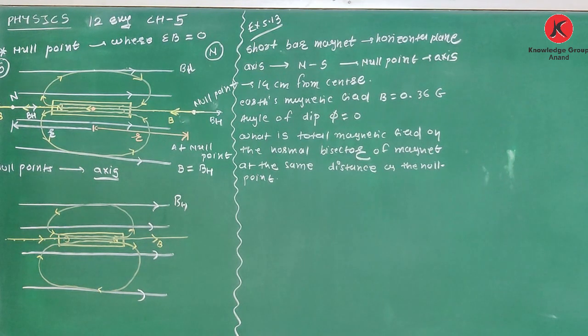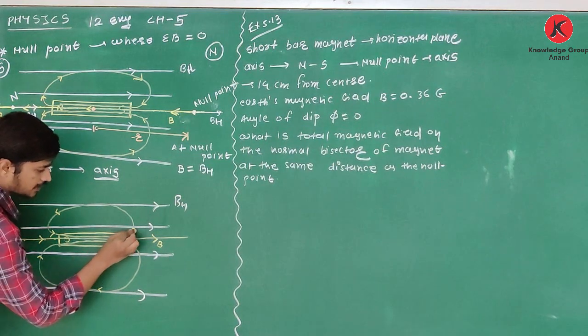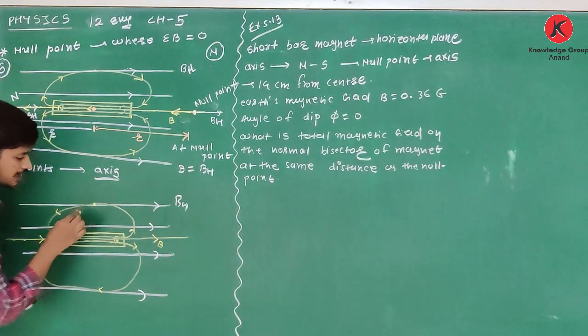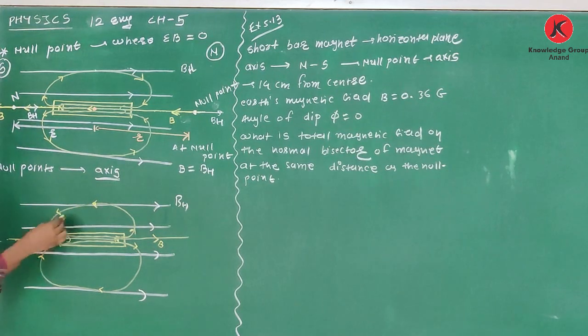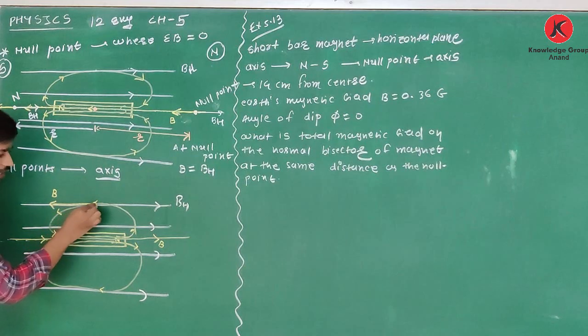So at which point will null points be possible? What is the condition? Magnitude same and direction opposite. On such points, there is no way the direction will be opposite. There are only two cases possible, on axis or on equator. See, on equator, the magnetic field line is in this direction. At this point, if I draw a tangent, then the magnetic field B will be in this direction.